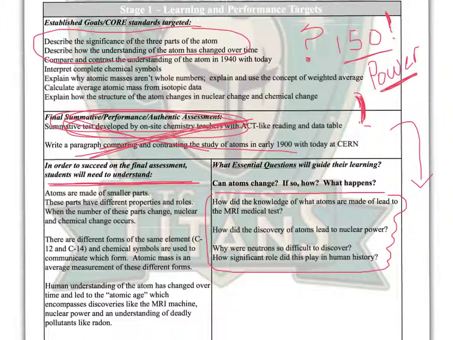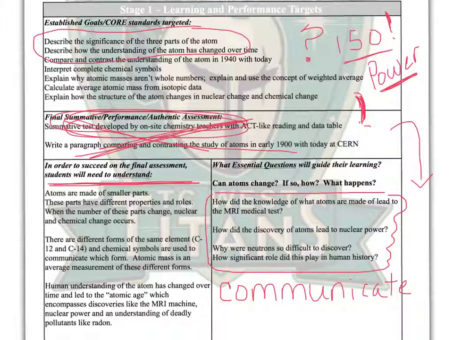And then this year I realized that I had another one, and it was all about how scientists use special notation for communicating clearly. So I have 3 essential questions. Can atoms change? If so, how? What happens?